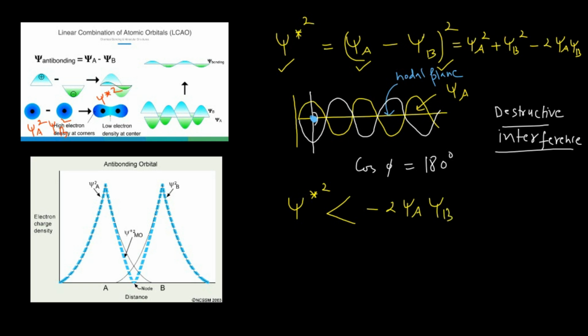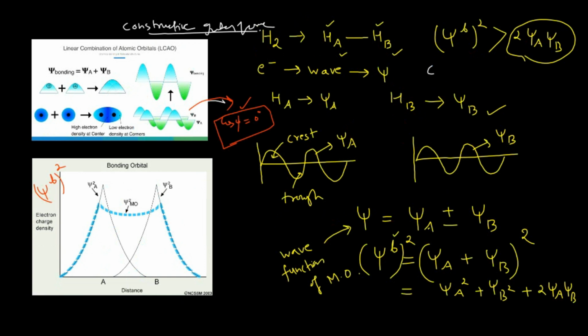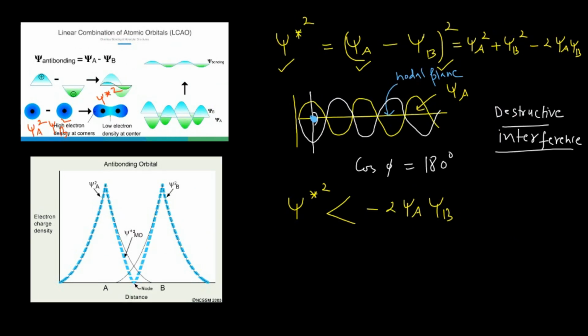See, in the previous slide, what was happening? This psi square was greater than psi A and psi B by a factor of plus 2 psi A psi B. But in that case, when destructive interference is occurring, this psi star square is basically less than psi A and psi B by a factor of minus 2 psi A psi B.